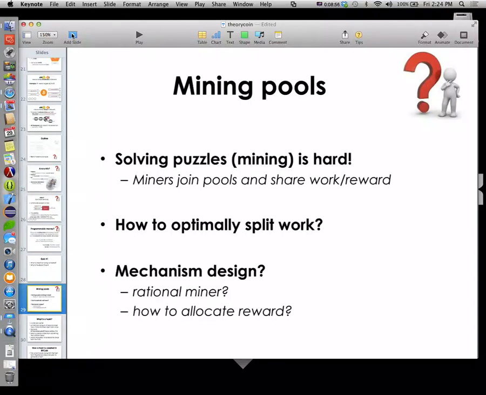So one thing that pools have to do is determine how to optimally split the work. At this point, we're theoretically talking about our guesses. A couple slides later, we're going to actually talk about what a guess is. But just generally speaking, let's just say we're guessing numbers.